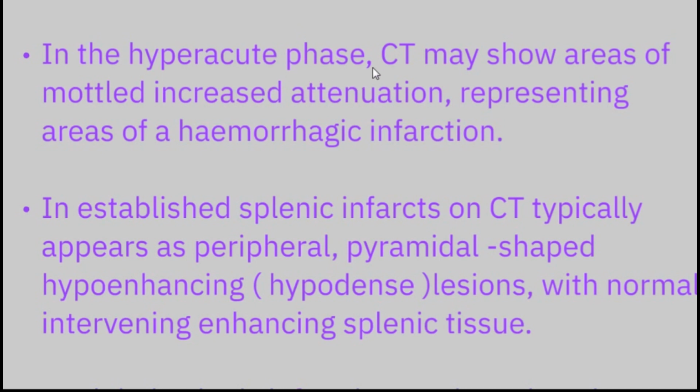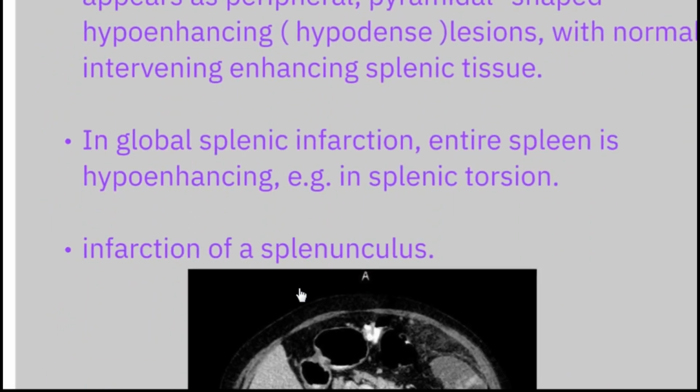And about how it's shown on the CT scan, according to the phase, if it's hyperacute, we see areas of mottled increased attenuation representing areas of hemorrhagic infarction. But mostly we usually see an area of pyramidal or triangular shaped hypodensity within the normal intervening enhanced splenic tissue. Of course, this is if the remainder of the spleen is normal. And we also have special cases, like global splenic infarction if we get splenic torsion of the main splenic artery, or we could have just infarction of a splenunculus, okay?